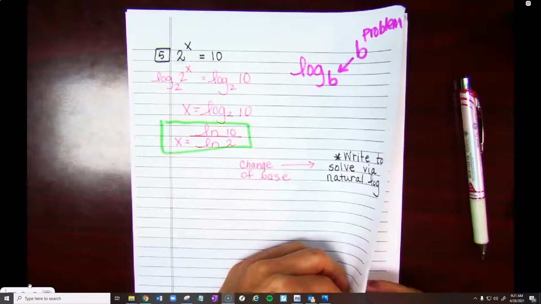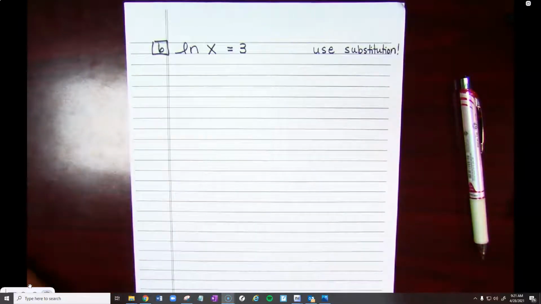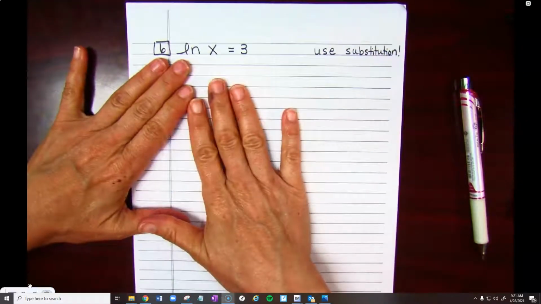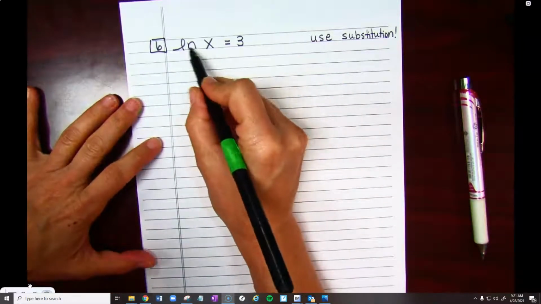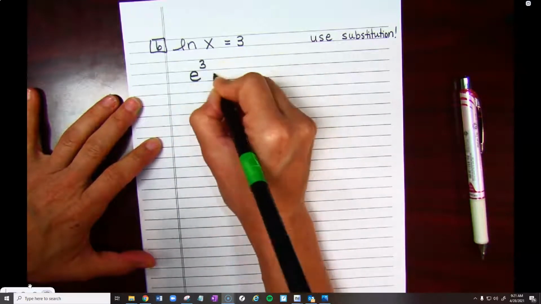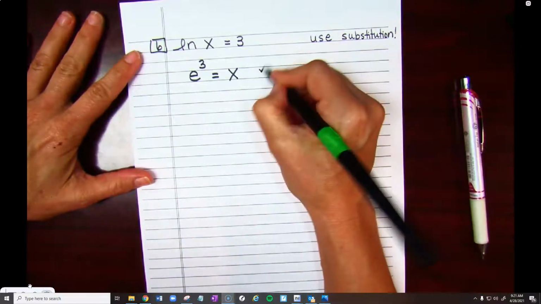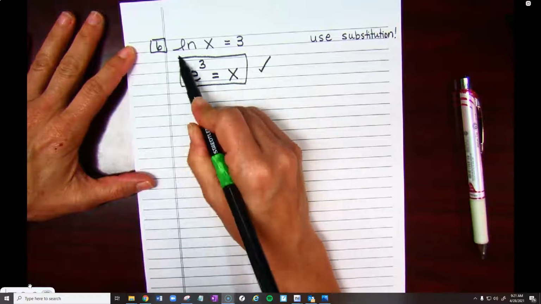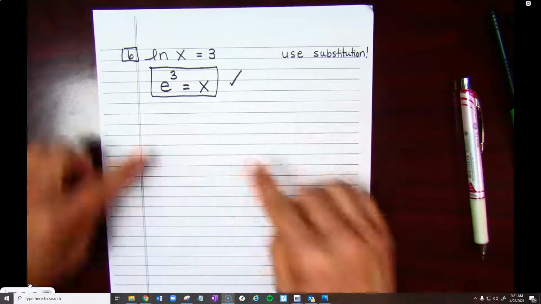Okay, let's take a look at the next one. So here we're trying to solve for x, and this is in log form. If this is in log form, then we put it back in the other form, which is exponential form. Remember, the base is e, so we have e to the third equals x. Is x isolated? It is. So sometimes when it's written in log form, it's a little bit easier to solve. That's it. That's the answer for x.